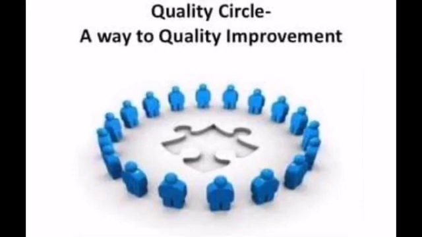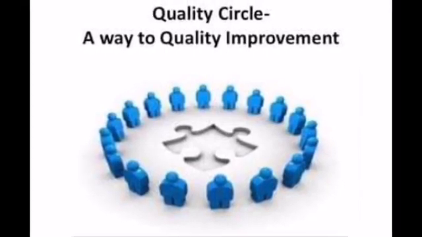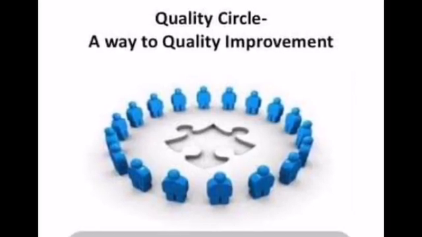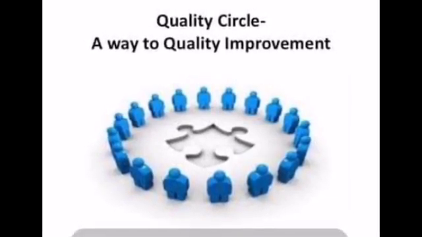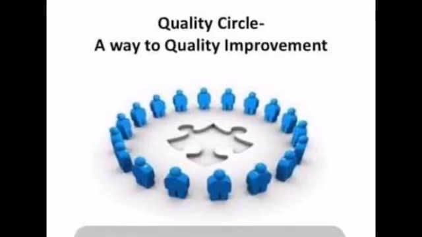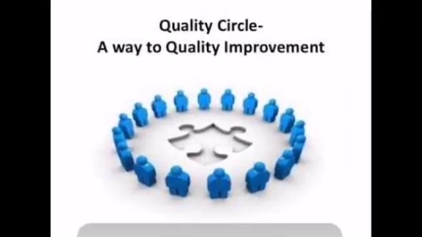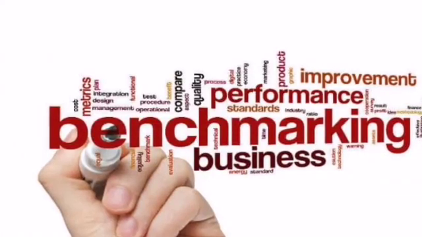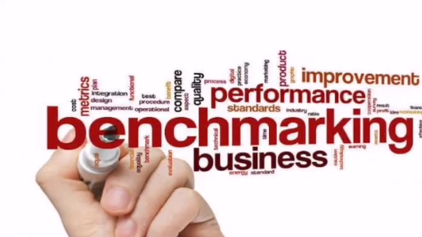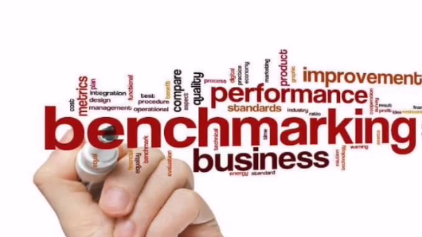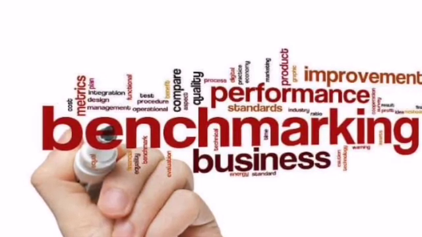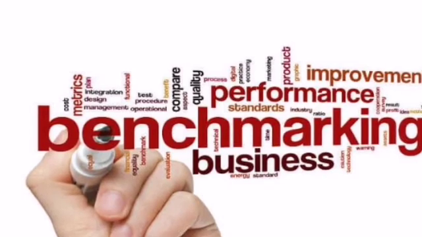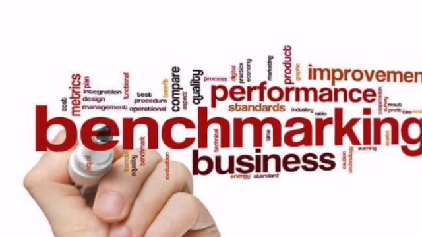Quality circle. A group of workers who meet to discuss ways of improving products or processes. The major distinction between quality circles and teams is that the quality circle has very little authority. Benchmarking is the process of comparing business processes and performance metrics to the industry's best and best practices from other companies. Dimensions typically measured are quality, time, and cost.